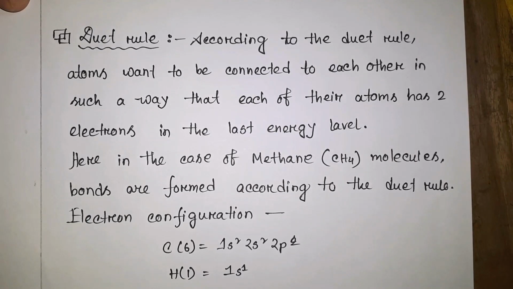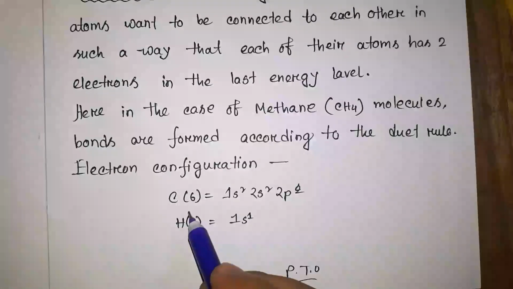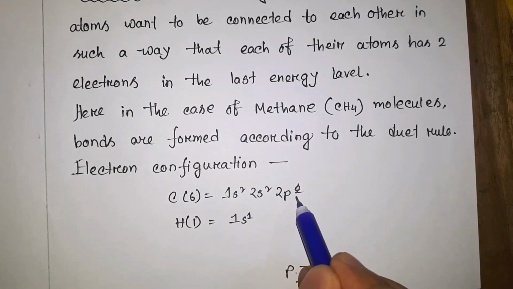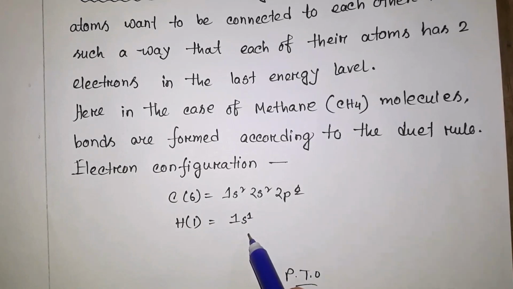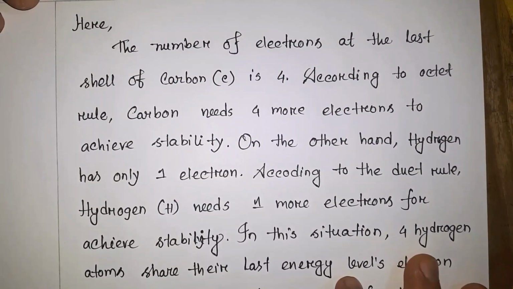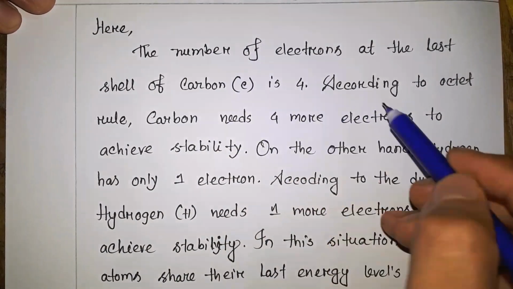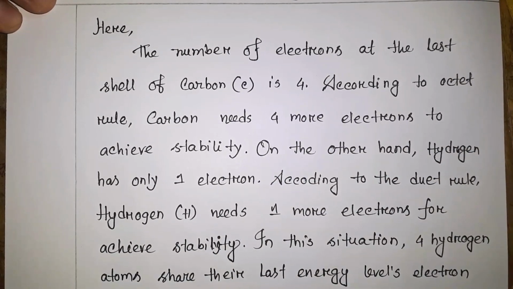Electron configuration of carbon and hydrogen: for carbon, the electron number is 6, 1s2 2s2 2p2, and hydrogen is 1, 1s1. Here you can see that the number of electrons at the last shell of carbon is 4. According to the octet rule, carbon needs 4 more electrons to fulfill the octet and achieve stability. On the other hand, hydrogen has only 1 electron.